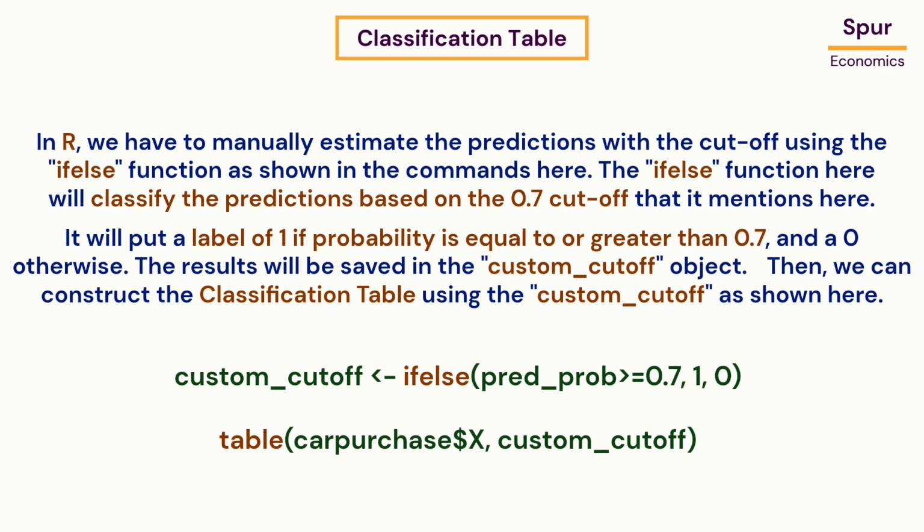In R, we have to manually estimate the predictions with the cutoff using the if-else functions as shown in the commands here. The if-else function here will classify the predictions based on the 0.7 cutoff that it mentions here. It will put a label of 1 if probability is equal to or greater than 0.7 and a 0 otherwise. The results will be saved in the custom cutoff object. Then, we can construct the classification table using the custom cutoff as shown here.